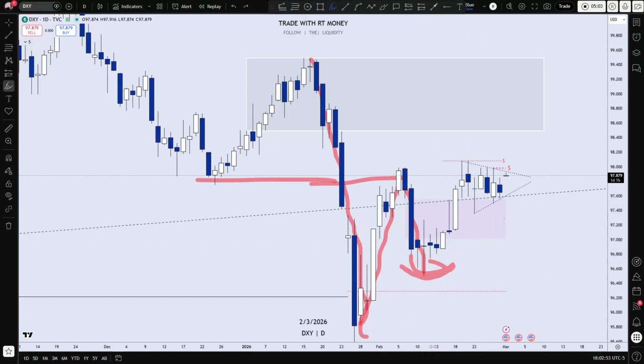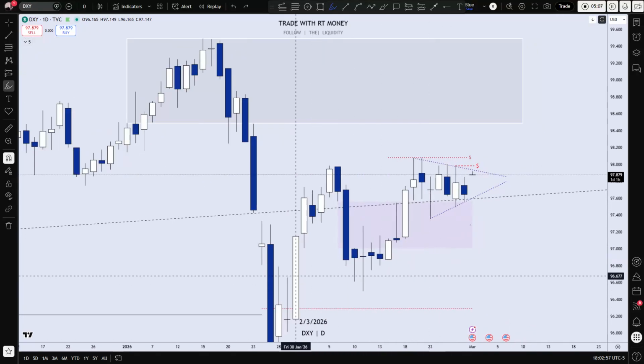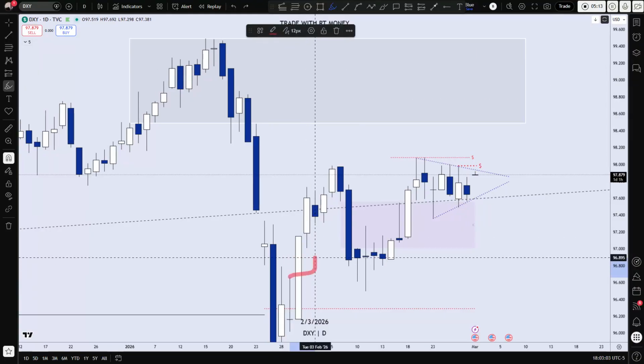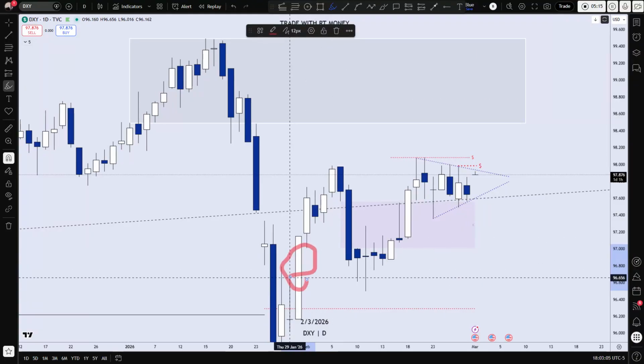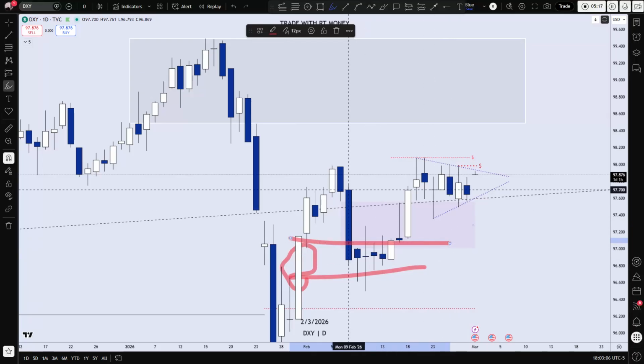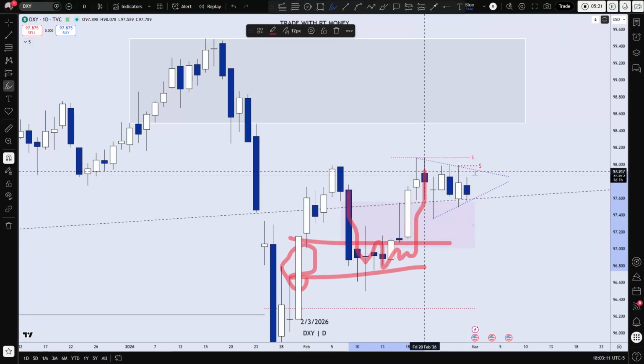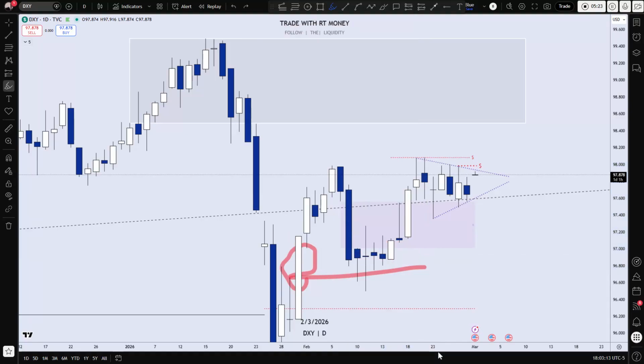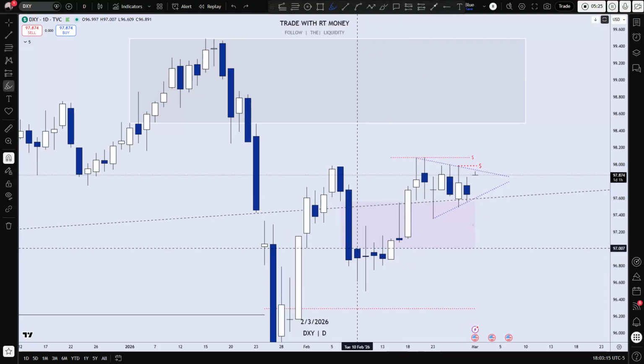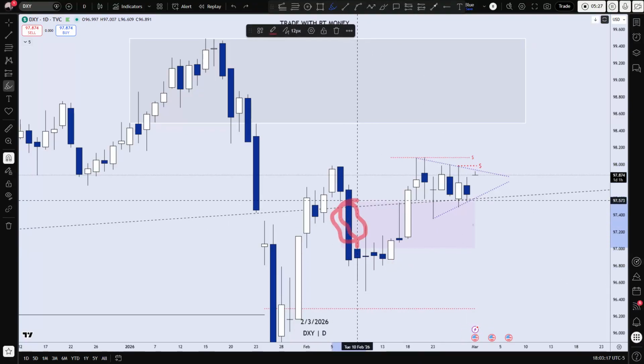Let me get rid of some of these lines so you can see it. All right. You can see the fair value gap here, right? The market moves inside of it here. It just shows it respect, and then price pushes higher past this bearish fair value gap here.